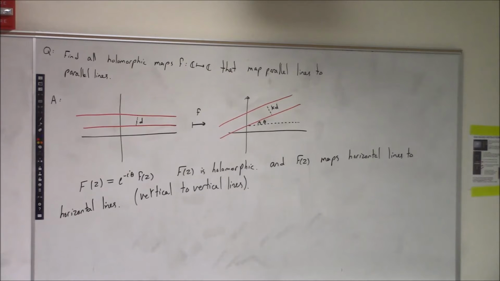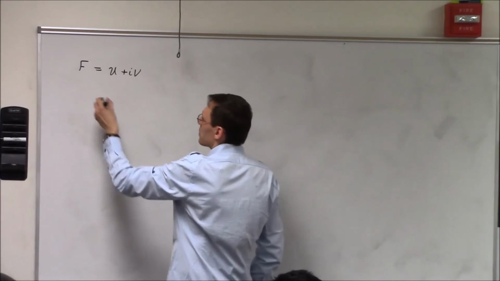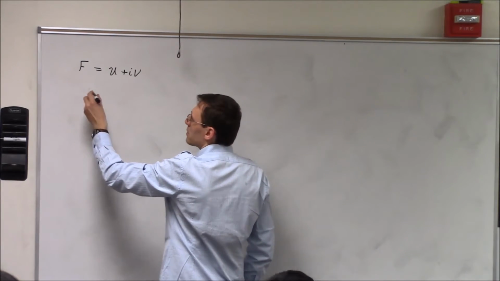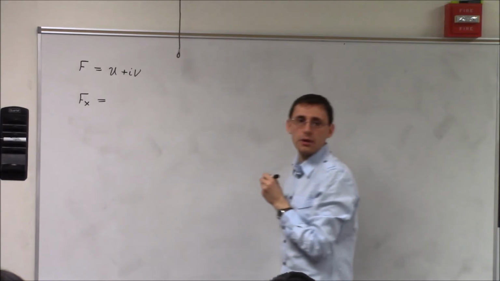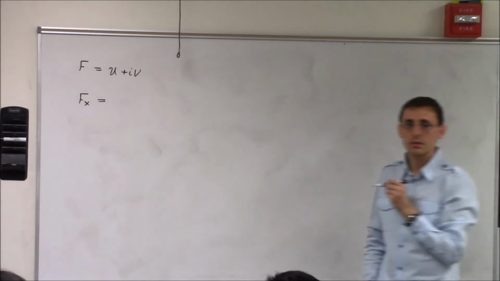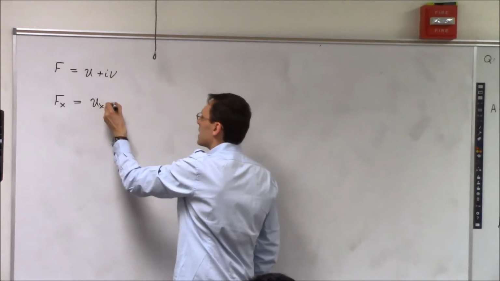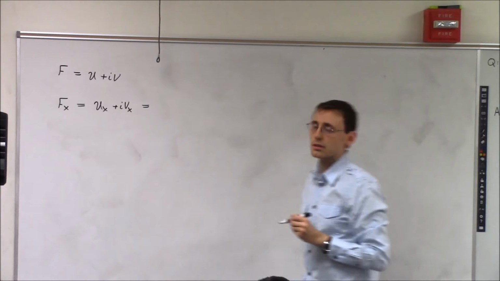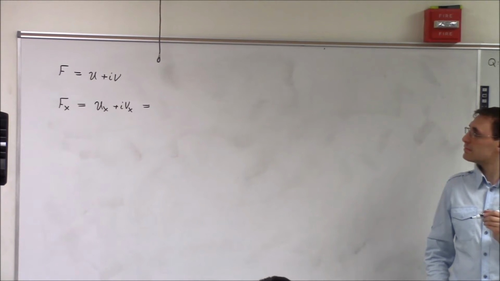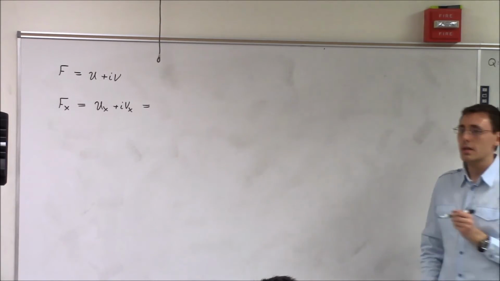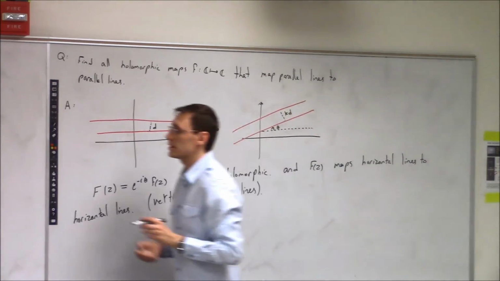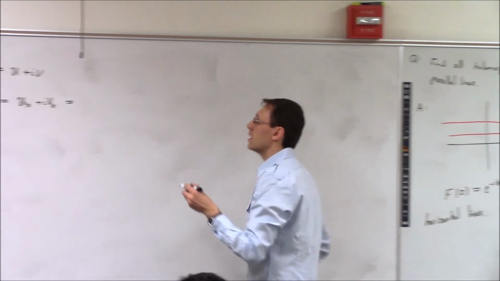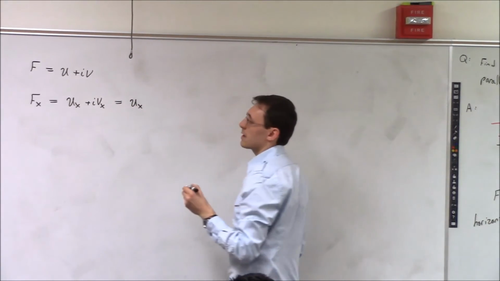So I can write f equal to u plus iv. And in terms of the Cauchy-Riemann equations, I can take the partial derivative with respect to x, right? So I can take f sub x, and what is that going to equal? u_x plus i v_x, and what's that equal to? What's v_x equal to? If I'm mapping horizontal lines to horizontal lines, what's v_x equal to? 0. Excellent, right? Because there is no change in the y coordinate, so it's 0. So the solution here is that this is just simply u_x.